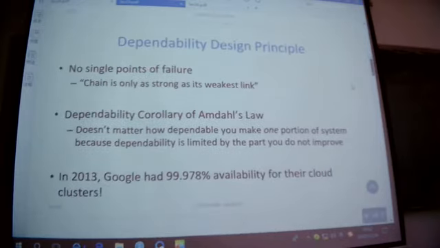Okay, this is the dependability design principle. There are 3 principles. 1 is no single points of failure. 2 is dependability category of Amdahl's law. In 2013, Google had 99.978% availability for their cloud cluster.